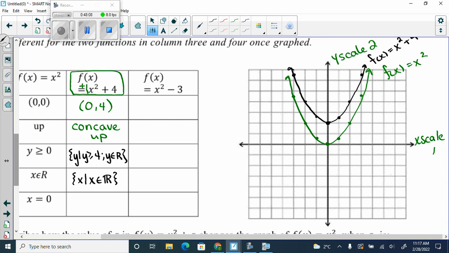Has my symmetry moved? No, it's still, what's still cutting this in half? The y-axis, right? And if the y-axis is still cutting it in half, it's x equals 0. It's always the x of the vertex. And what's the x of my vertex? 0. So if you have your vertex, you have your axis of symmetry. It's the x of the vertex.